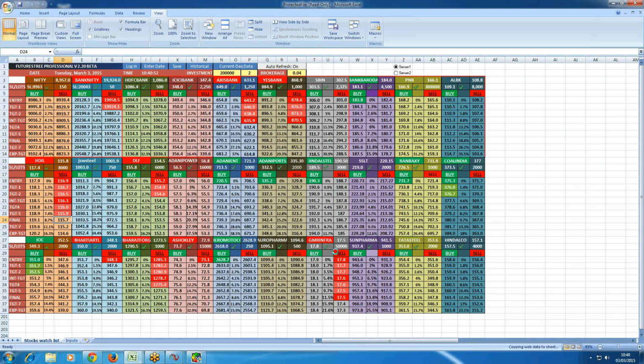So GMR Infra, I'll just show you some scripts. In case you type it wrongly, then you'll get the particular thing.